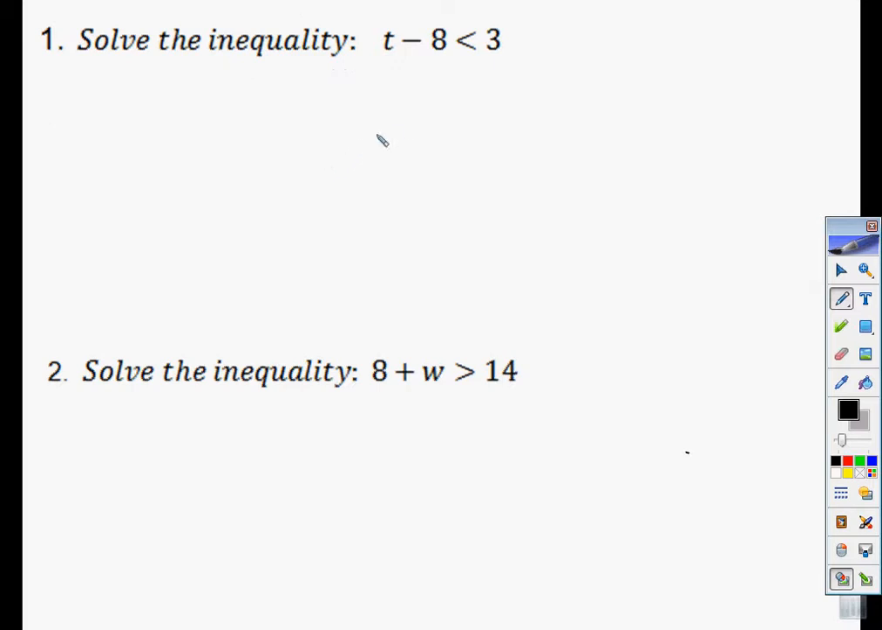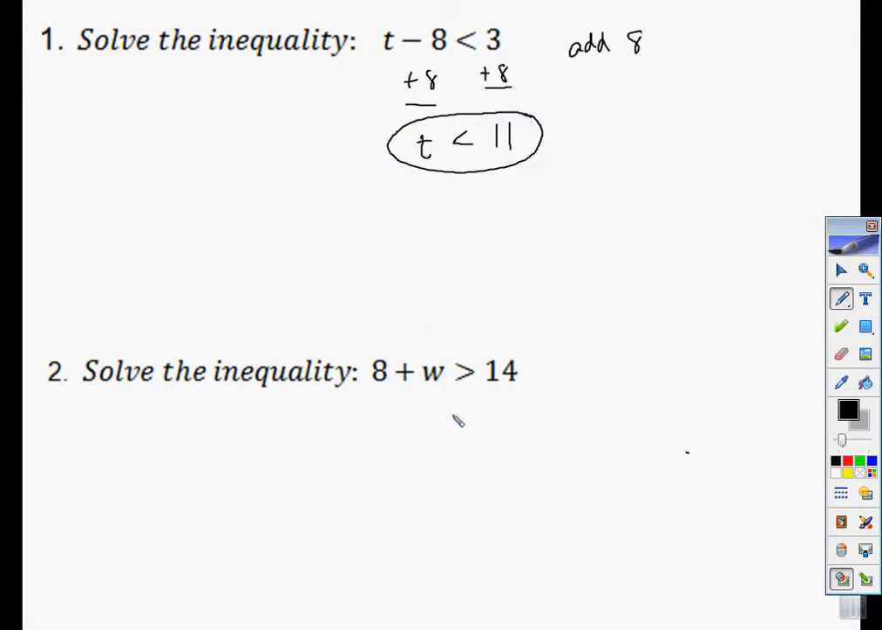Let's look at our first inequality here. The first example is t minus 8 is less than 3. So to solve for t, we're going to isolate t on one side of the inequality. We're going to need to add 8 to both sides. If I add 8 to the left, I add 8 to the right. So t is less than 11. Okay, and that is our solution.